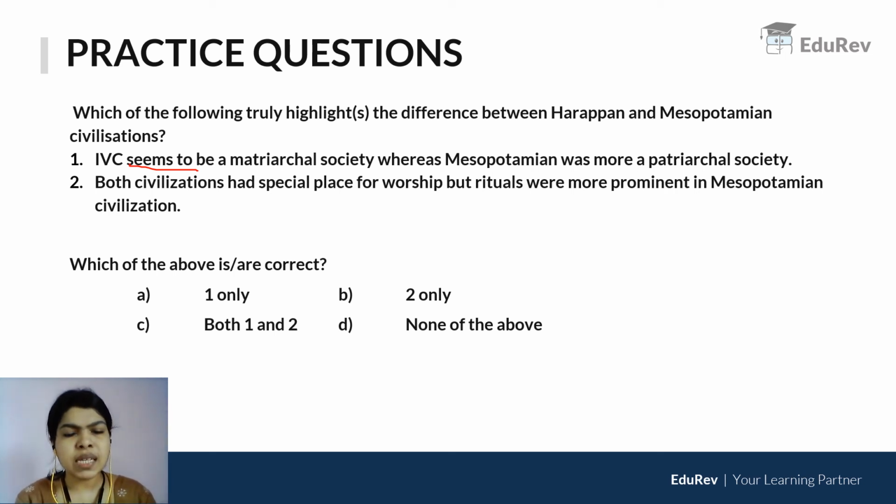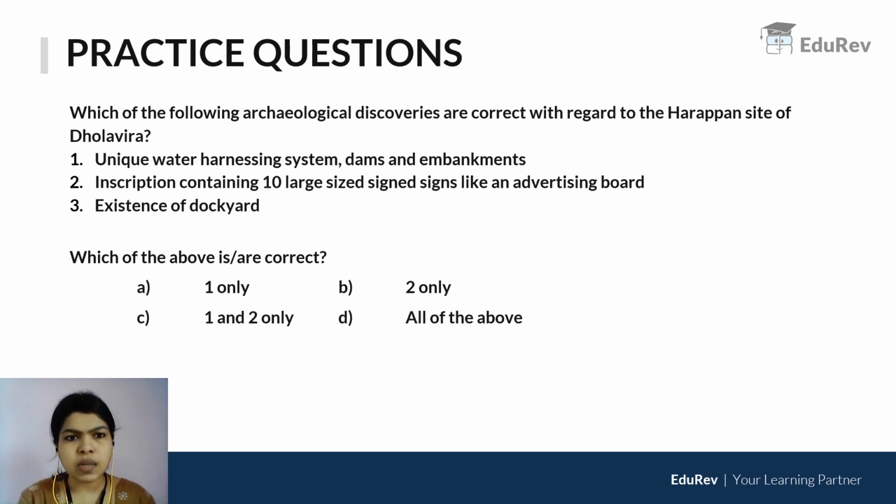And both civilizations had a special place for worship, but rituals were more prominent in Mesopotamian civilization. Now, did both the civilizations have a special place for worship? That's not correct, because in Indus Valley civilization, there was not much importance given to temple construction. So here the first statement only is correct. So which of the above are correct? Only one seems to be the correct answer.